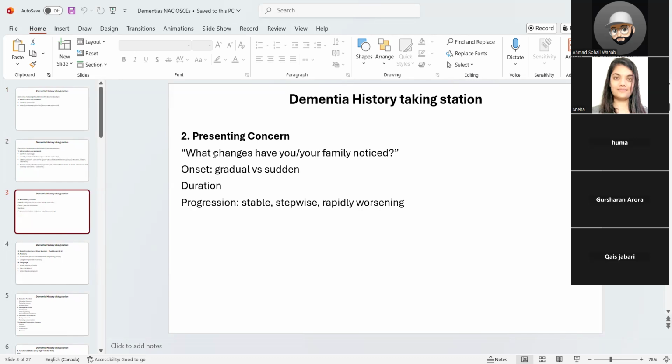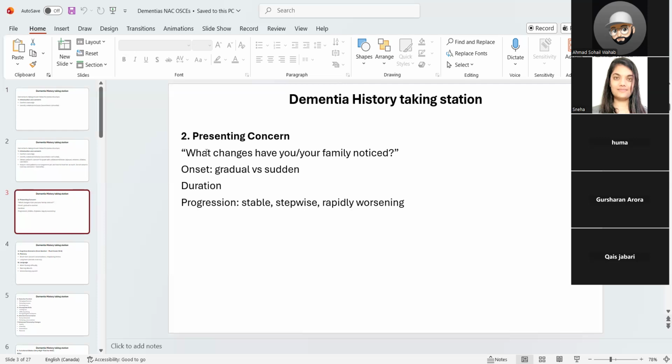Explore the presenting concern. What changes have you or your family noticed? The patient may say, I think I'm having issues with recalling names, or I'm having issues with remembering events. Okay, we can then go on and follow up with more questioning.